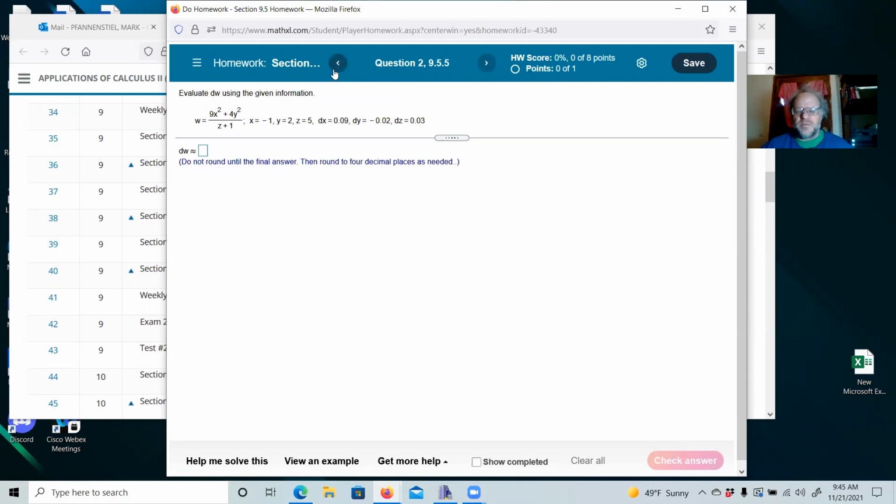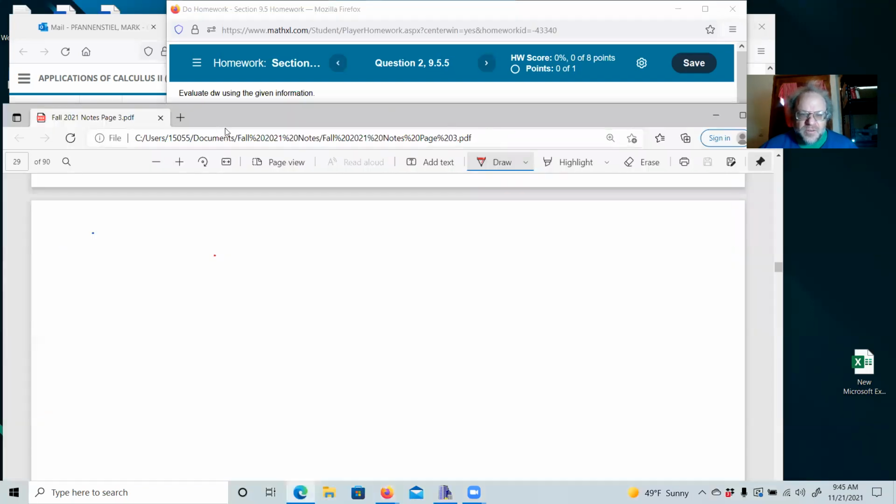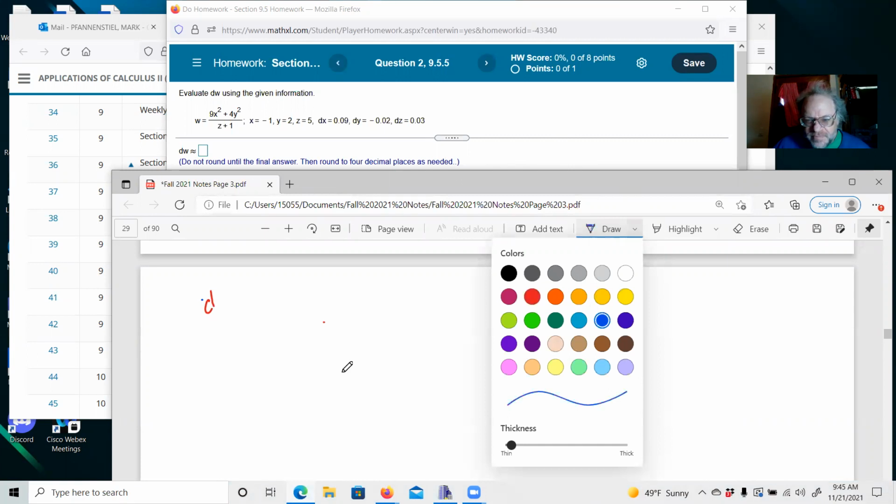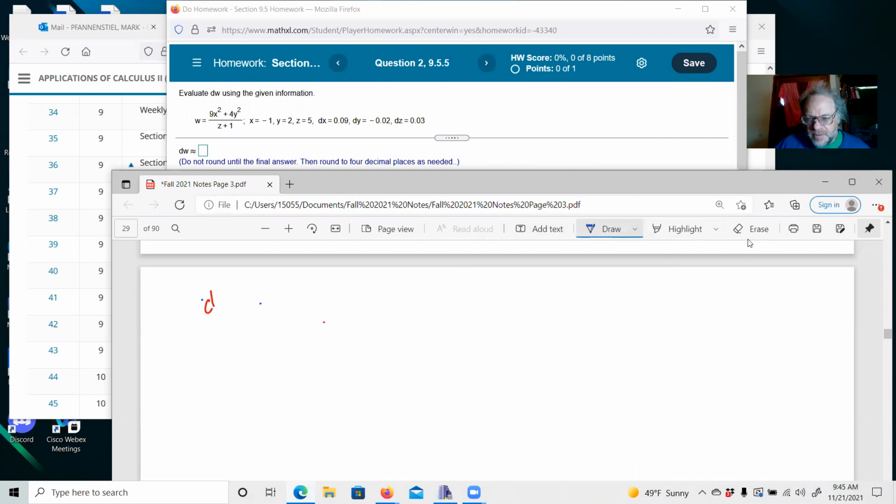Let's take care of the one that you're probably more worried about, something like this, where we have an x, a y, a z, a dx, and a dz, and all sorts of pandemonium going on here. So here's my problem. We can use blue for a while. What is dw?